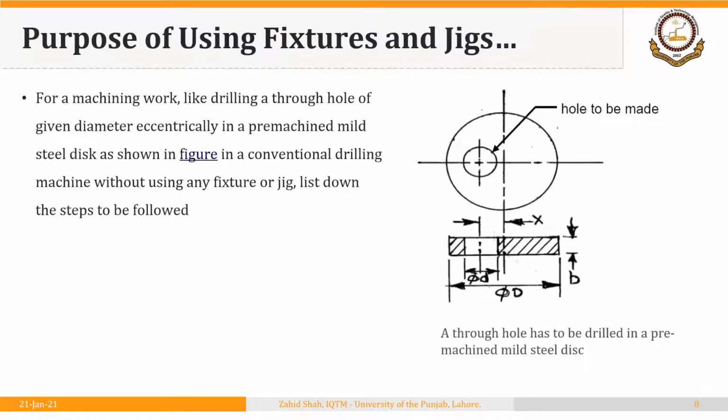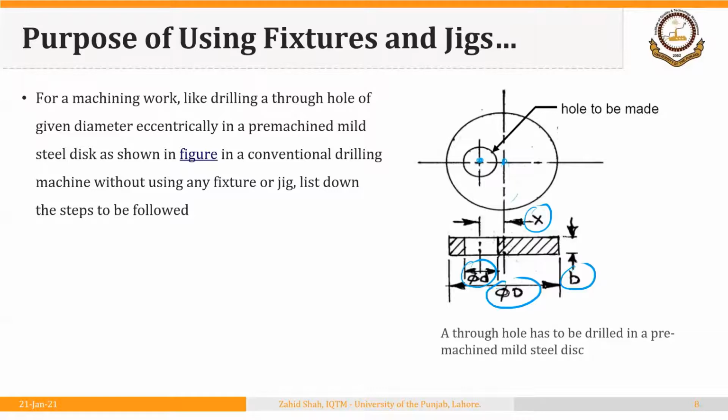So let's take a very simple example very quickly. We have a circular disc of a certain diameter D, a certain thickness B, and from the center of this disc, we need to drill a hole of diameter small d, and the center of this hole to be drilled should be at a distance of x from the center of this disc. Suppose we don't have any jig available, and using conventional tools in a workshop and of course a drilling machine, which steps will be required to drill this hole?